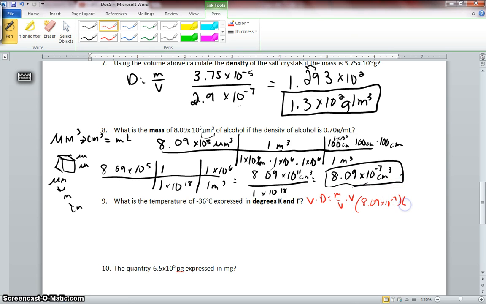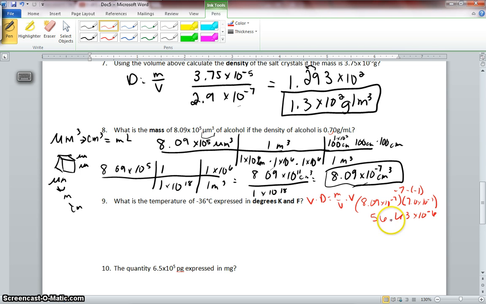times 7.0 times 10 to the negative 1. Okay, I just went ahead and put this into scientific notation, so I moved it over one spot, so it's times 10 to the negative 1. So we're going to go ahead and go 8.09 times 7, which is equal to 56.63 times 10 to the negative 7 minus a negative 1, which is going to be negative 6.